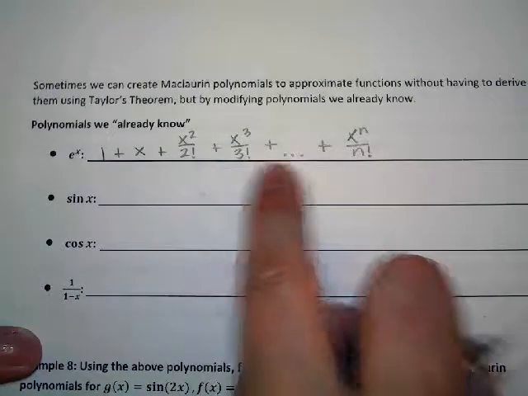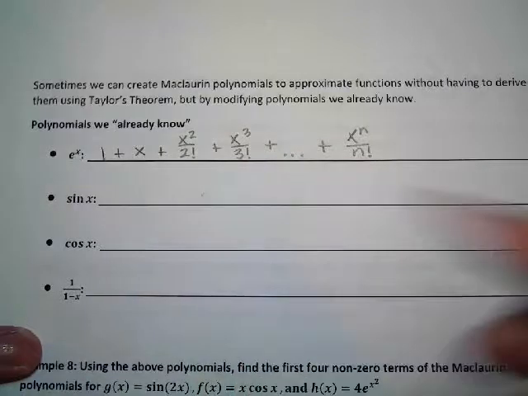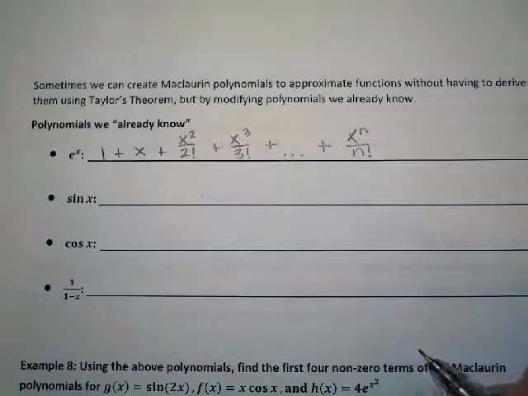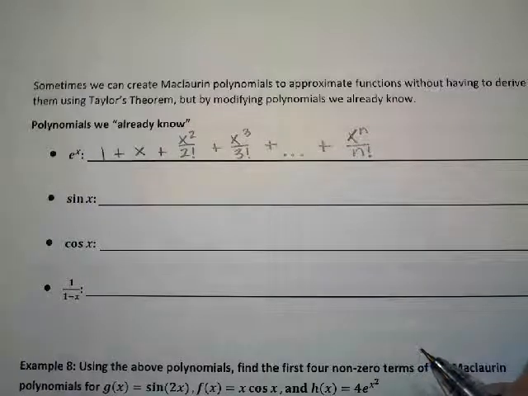Okay. Did we do one with sine? Let me flip through. Cos was 3. Did we do sine? Example 2. Perfect. Okay. So sine, you can see, starts with x, and then it does the odd numbers. Everyone see that? And it alternates signs.